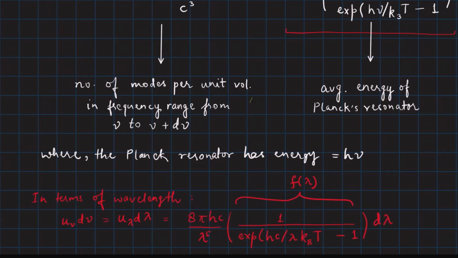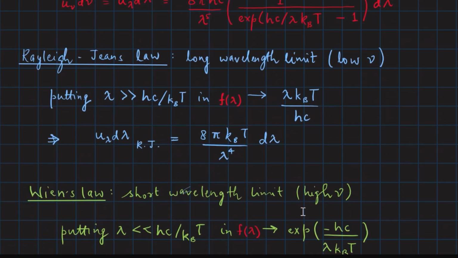Interestingly, if we rewrite this law in terms of wavelength, we can reproduce the Rayleigh-Jeans law and Wien's law. Now, if we consider a function f lambda given by this, for two limiting cases, the short wavelength limit and the long wavelength limit, we obtain the Rayleigh-Jeans law and Wien's law. The Rayleigh-Jeans law, which was valid for the long wavelength limit or low frequencies: if we put lambda very much greater than hc upon kBT in the above expression, f lambda becomes lambda kBT upon hc, which leads to the Rayleigh-Jeans law.